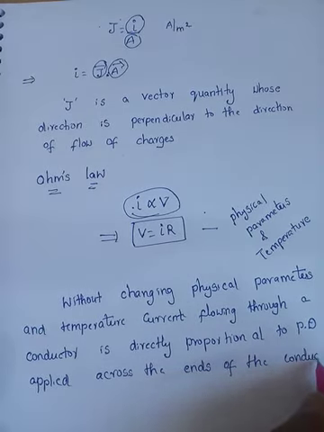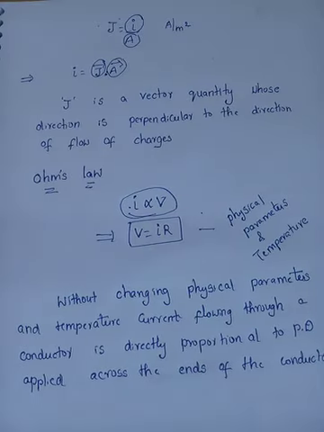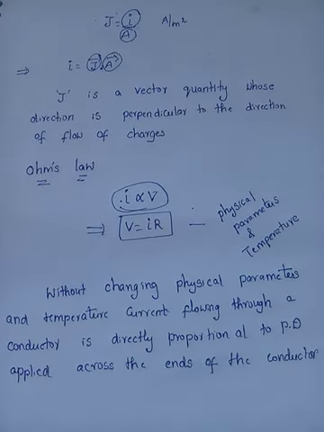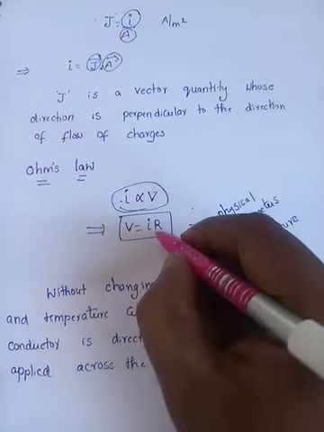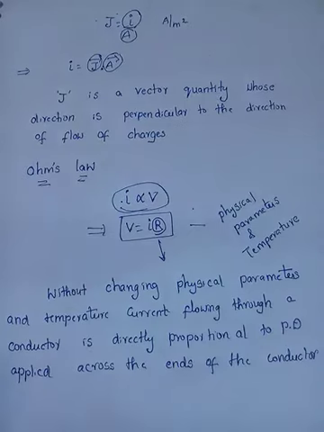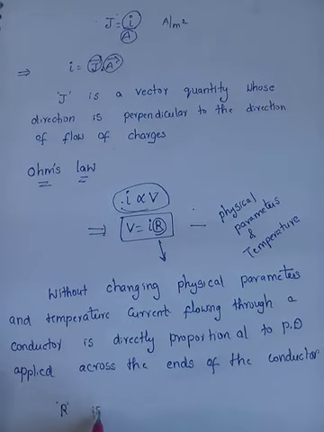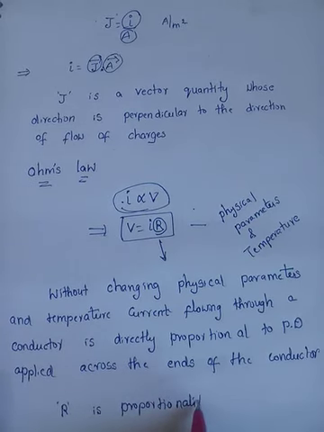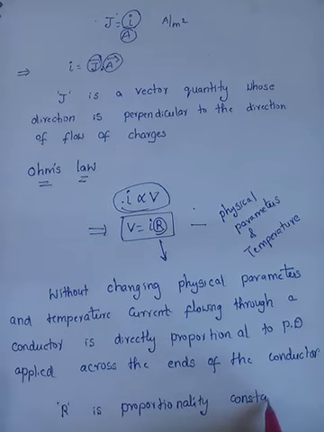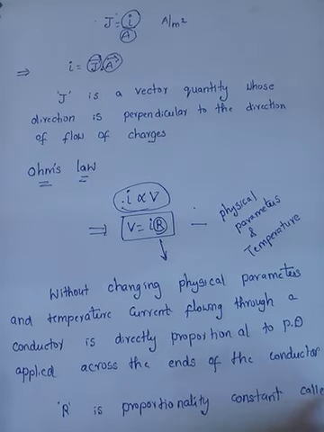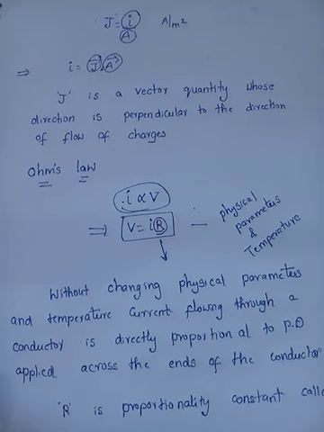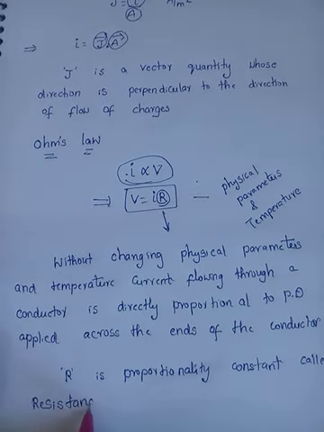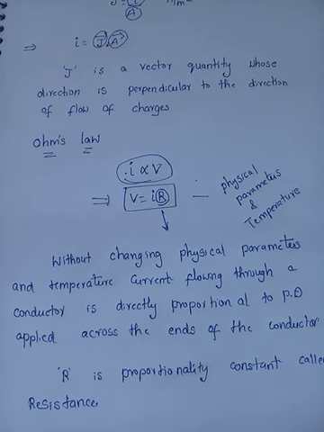So the total chapter is based on this law, that is Ohm's law. What is that law? Without changing physical parameters and temperature, current flowing through a conductor is directly proportional to potential difference applied across the ends of the conductor. Here we got one new term called R. What is R? R is the proportionality constant called what? It is called resistance. So that depends upon the nature of the material.